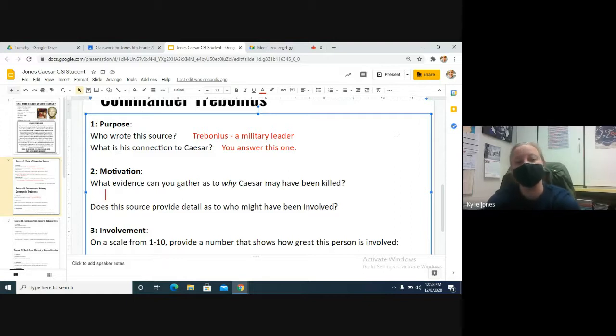So what evidence can we gather? Why might Caesar have been killed based on this letter? Because Trebonius wanted to have him be the god. Well, they wanted him to be a god, and he said no. But what did that kind of tell us about Caesar? He was stubborn. He didn't care what they thought anymore. Yeah.